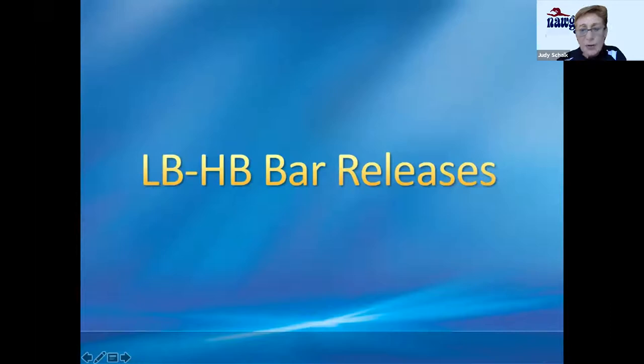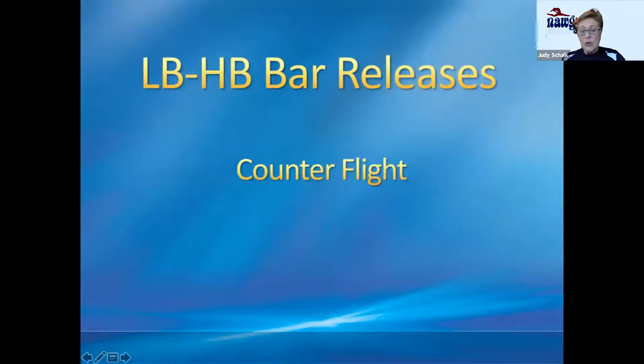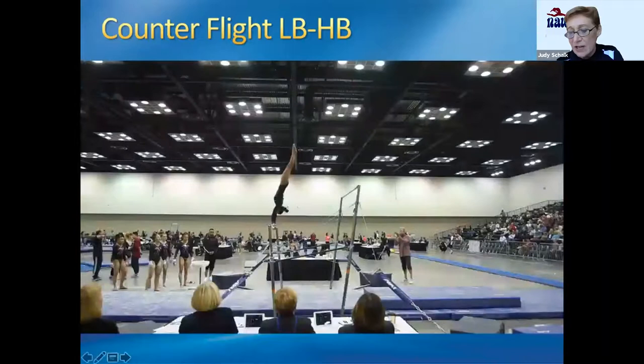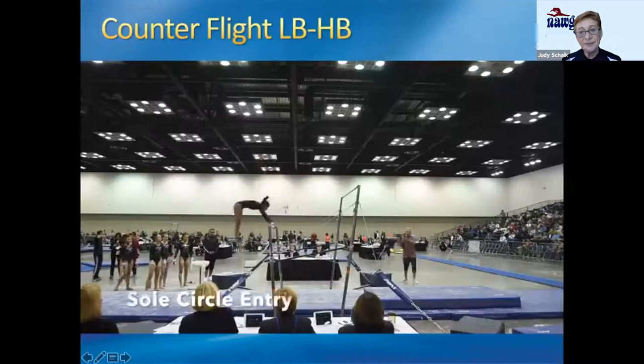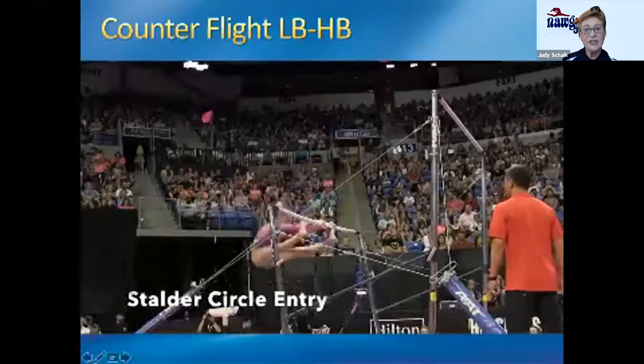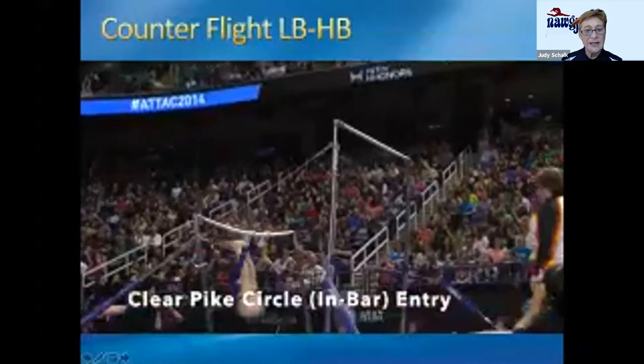Okay, so we are going to deal with counterflight elements. Counterflight from low to high can have an entry from a sole circle, a clear underswing, a stalder circle, or a clear pike or in-bar circle. They are all valued at C. Here are examples of each of those. Sole circle entry. The clear underswing, and this is Mo, the gal that invented the skill. Stalder circle entry. And the clear pike or in-bar circle entry.